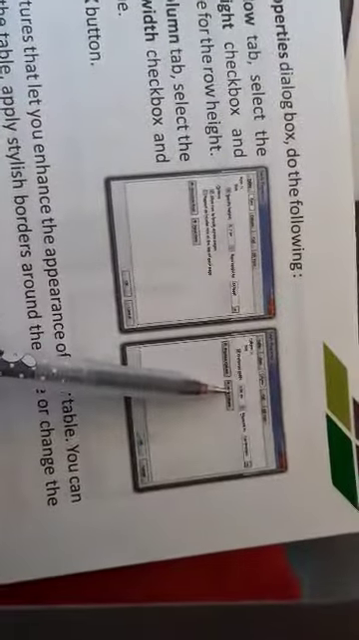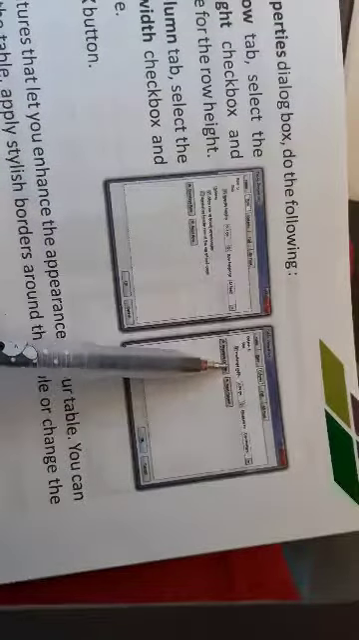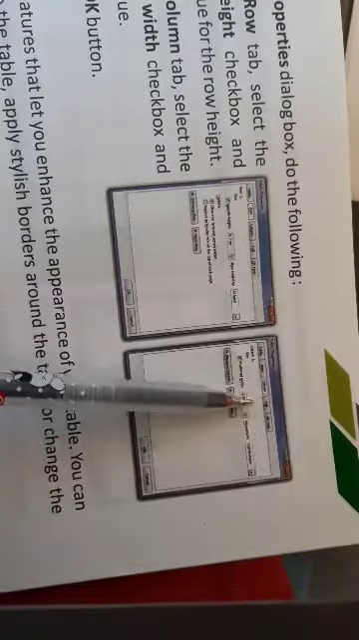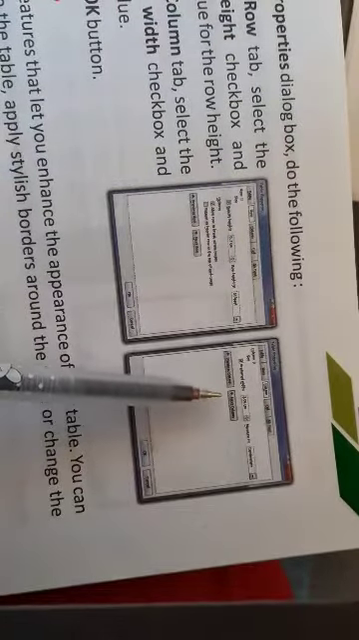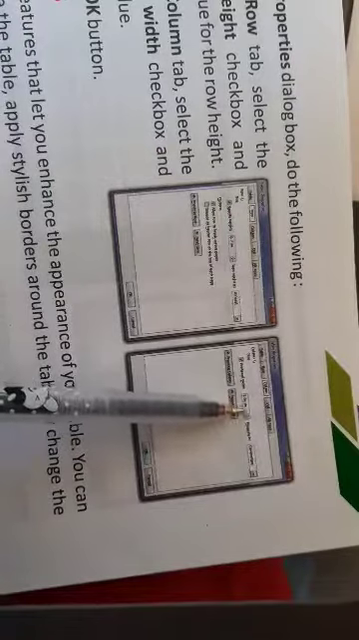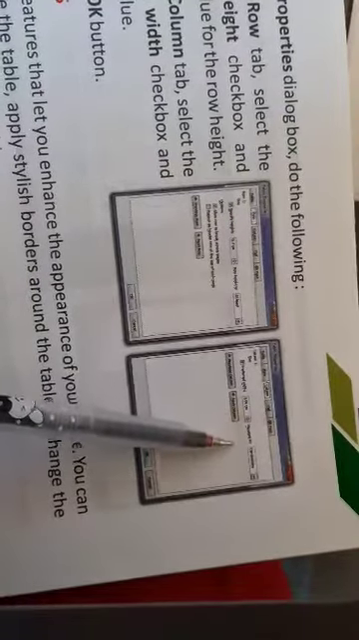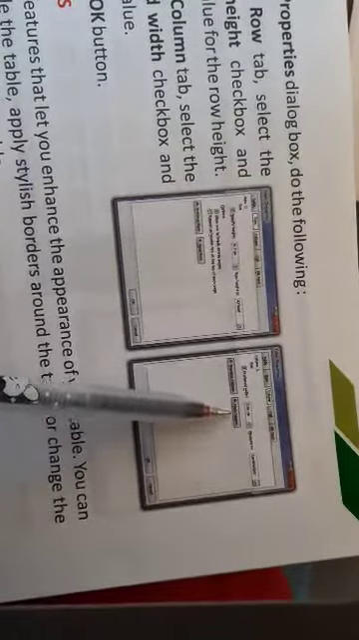Click the Column tab. If we want to change the column width, then click on the Column tab. Select the Preferred width checkbox and enter a value. Here you have to click on the Column tab, select the preferred width, and then enter the value.